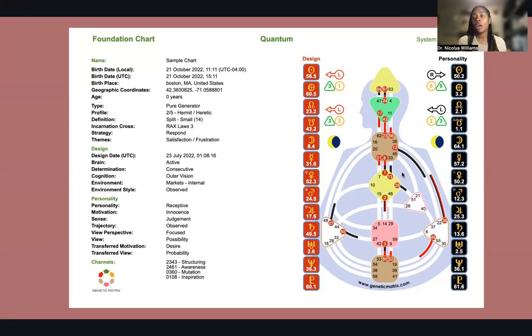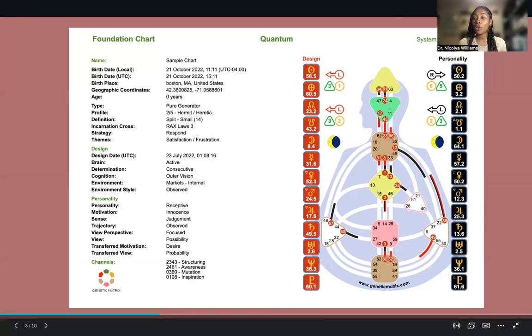This particular chart is speaking to generators, which the majority of our population is either a manifesting generator or a generator, all right? And they're considered a generator because they have this defined sacral right here, okay? That pink square. Then we have the profile, and the profile is created right up here at the top. So we have the personality and the design. So it's a 2-5, and that's where they come up with the 2-5 profile.